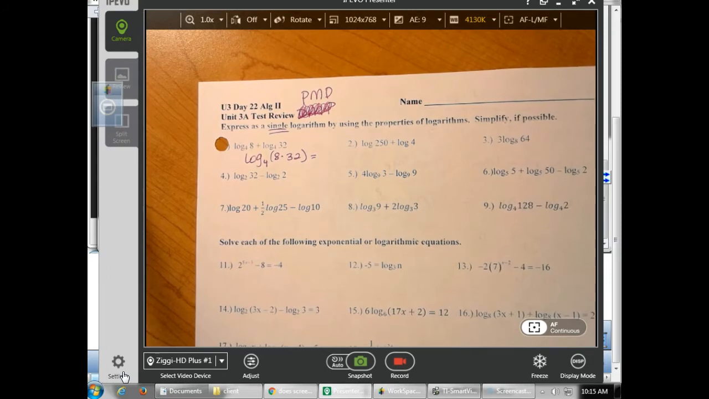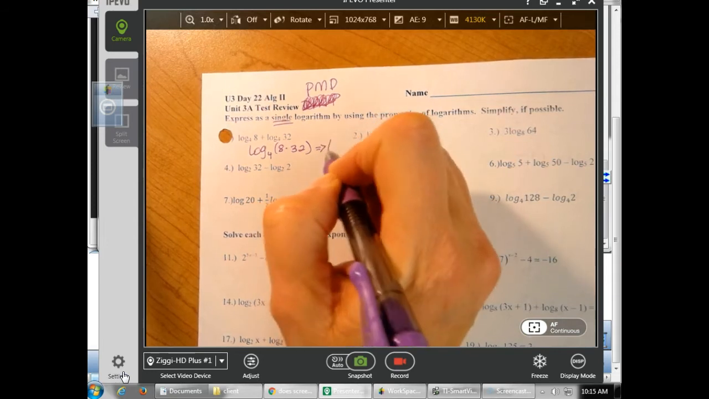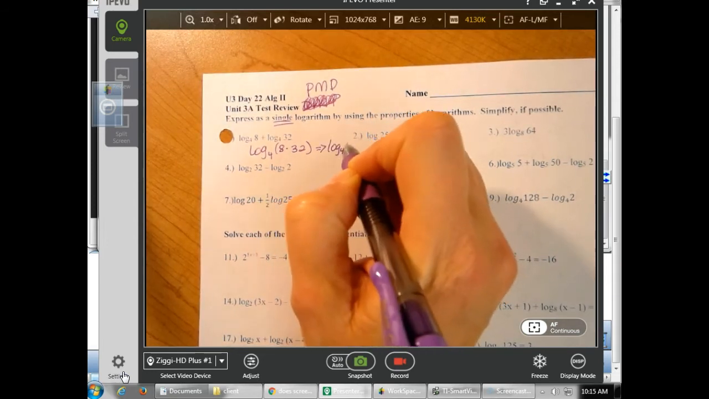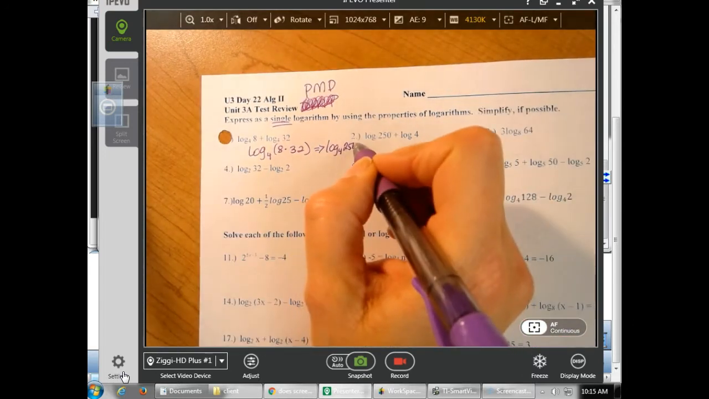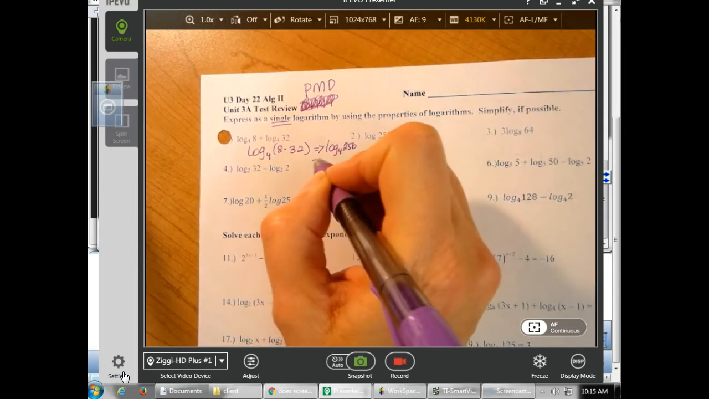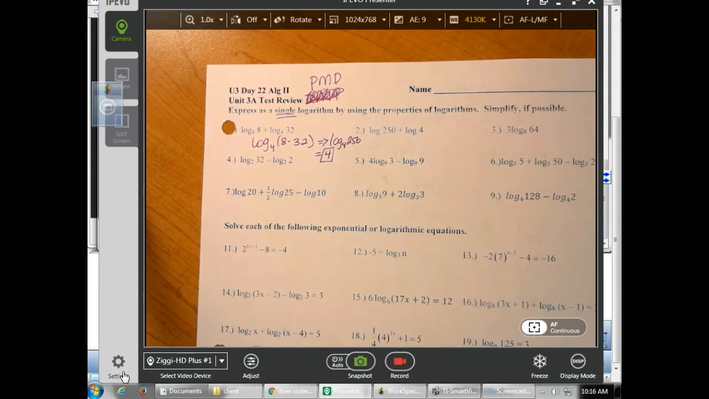And this is the part where you'd probably not have the calculator on, so you just have to do the multiplication there. So I get log base 4 of 256. And then I would know that when I raise 4 to the 4th power, I get 256. So this is going to simplify all the way down to a 4. So that's condensing and evaluating.